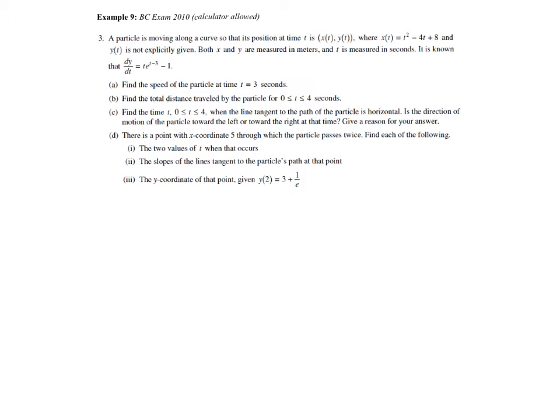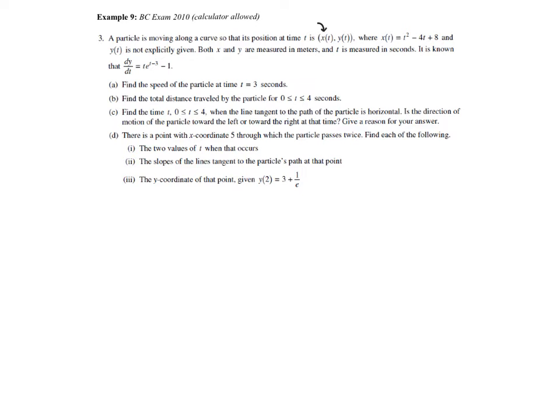A particle is moving along a curve so that its position at time t is x of t comma y of t, where x of t is t squared minus 4t plus 8, and y of t is not explicitly given. Both x and y are measured in meters and t is in seconds. It is known that dy/dt is equal to t times e to the t minus 3 minus 1. So a couple things.